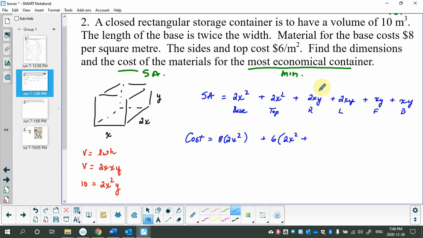And now I'm going to collect like terms. 2xy, one more, makes 6xy's. And then I can make this look better. So 16x squared plus 12x squared plus 36xy. So I want to minimize 28x squared plus 36xy. So this is the expression that explains what the cost is, depending on the lengths of each of the sides.